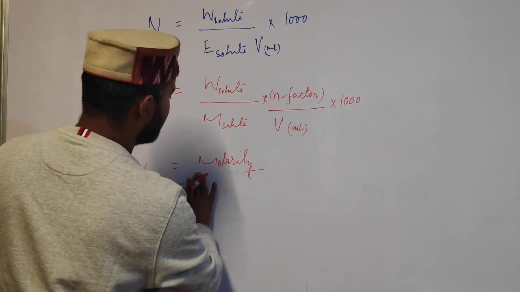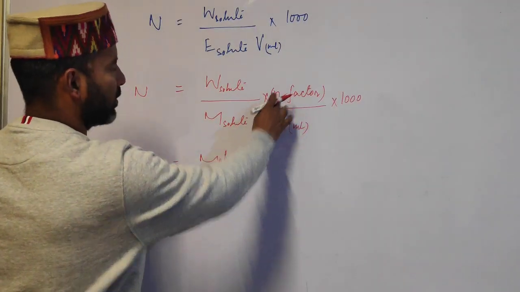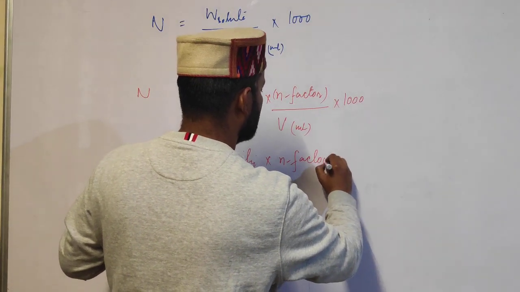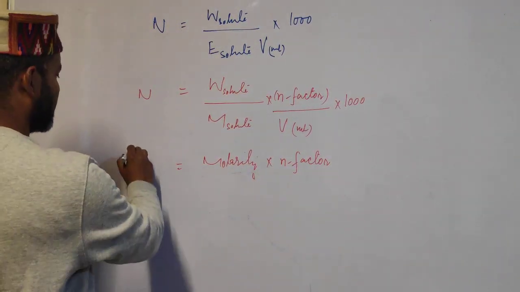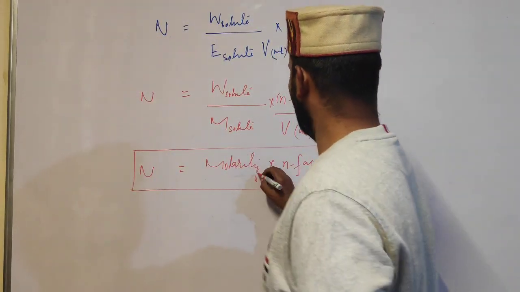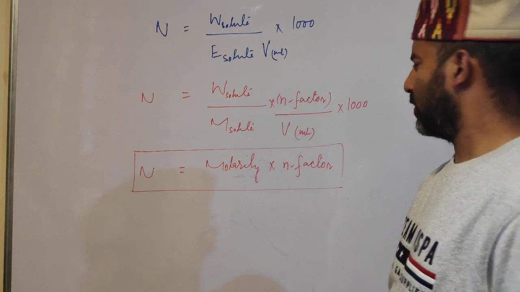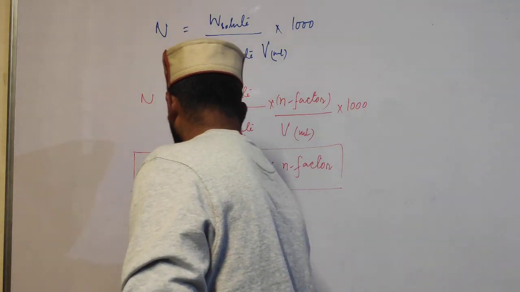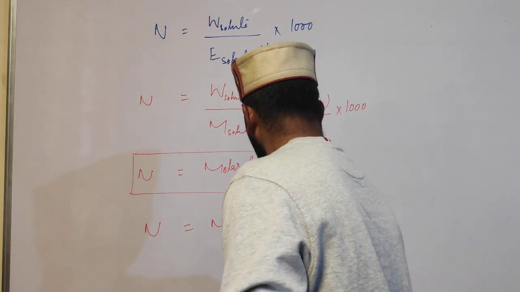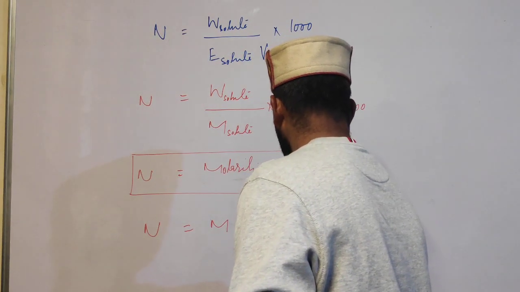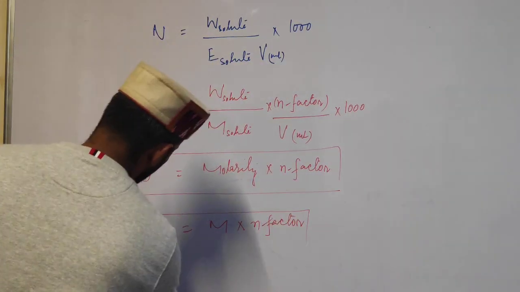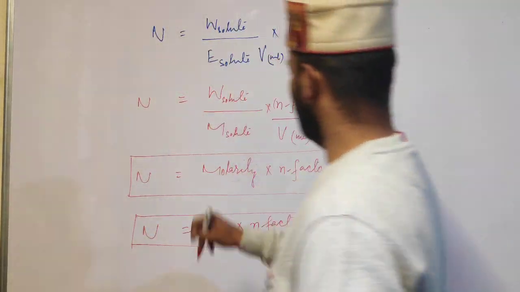Okay, and then students, we have N factor, that is valency factor. So we have a relationship, that is normality of solution N is equal to molarity into N factor, or simply we write N normality, molarity is M, into valency factor of that substance. So students, this is normality related to molarity.